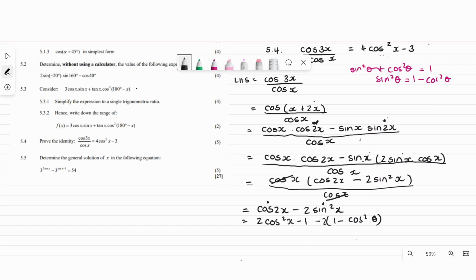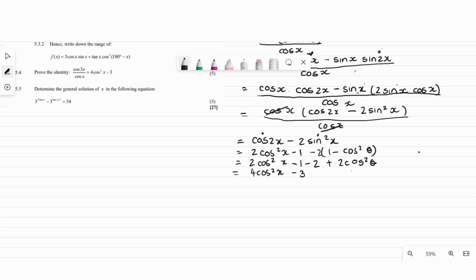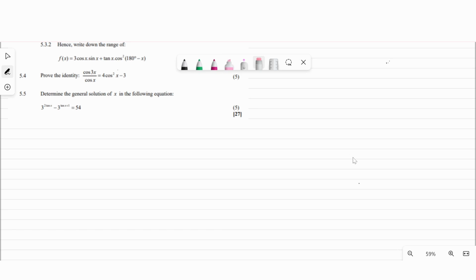So now distribute the negative 2. Then if we group like terms, we're going to get exactly what your right hand side is. And you're done proving this question. Now we're moving to 5.5. It says determine the general solution of x in the following equation.